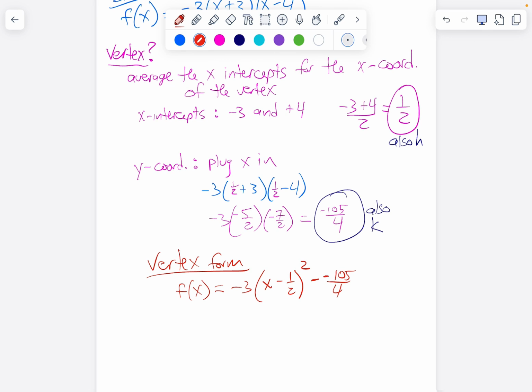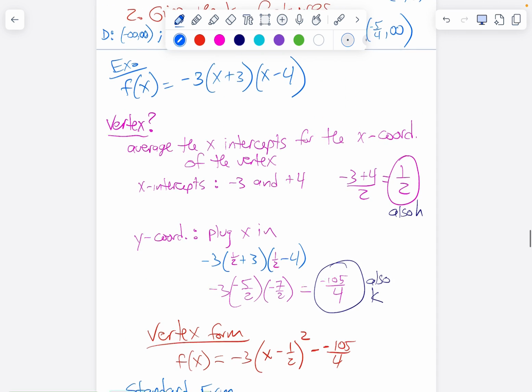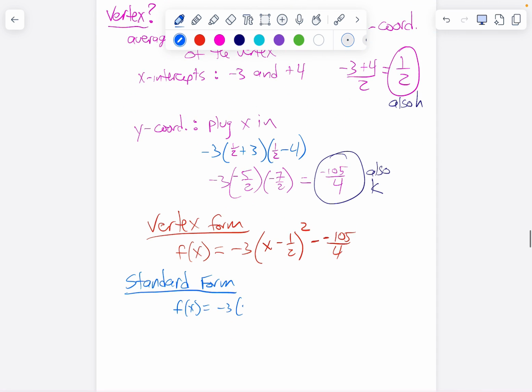All right, and then standard form. I would not use vertex form to do that. I would just go back to the original. And what were those? x plus 3, x minus 4.